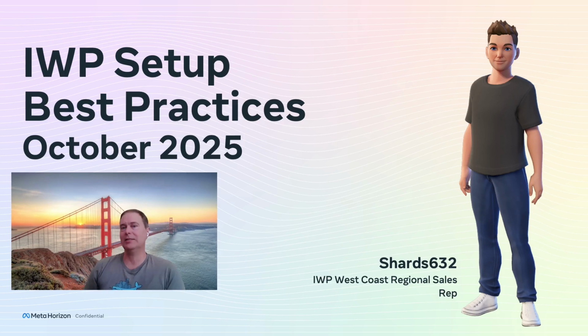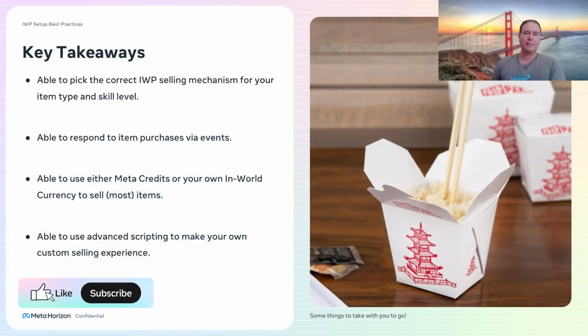This talk is going to be mainly about trying to explain and deconfuse all of those different ways of doing things, and also point out the many, many different corner cases, shortcomings, and bugs, even in the current system, that you should be aware of so that you don't run afoul of them when you're trying to set up IWP. Some key takeaways.